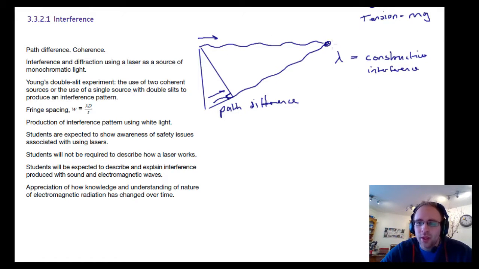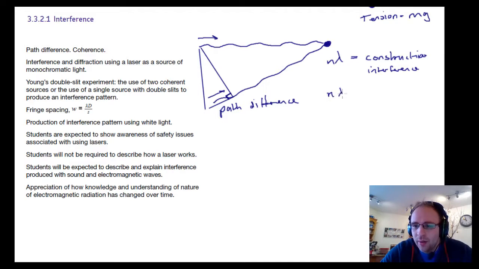Each one's gone through a number of cycles in order to arrive at this point, and they arrive exactly a certain number of cycles apart, or a path difference of lambda, or 2 lambda, or 3 lambda, or n lambda. So if we have a path difference of n lambda, we get constructive interference. So constructive interference, when we were looking at superposition earlier, the result of superposition of two waves when they add together to make maxima is constructive interference.